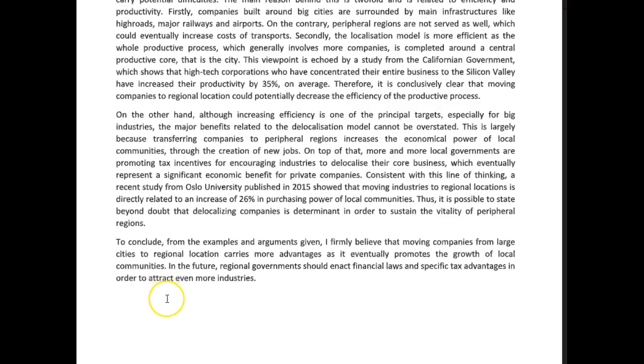So to conclude, from the examples and arguments given, I firmly believe that moving companies from large cities to regional locations carries more advantages as it eventually promotes the growth of local communities. In the future, regional governments should enact financial laws and specific tax advantages in order to attract even more industries.